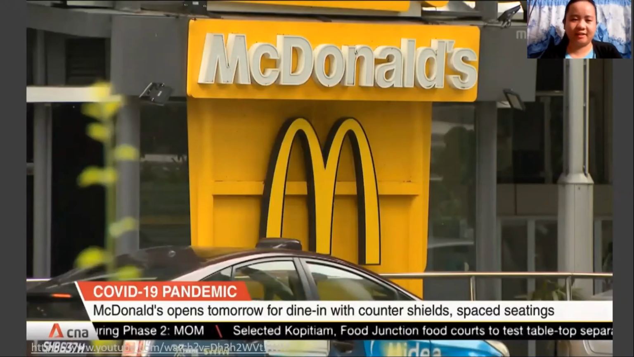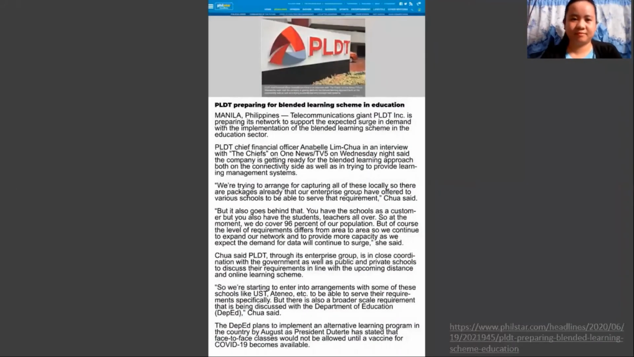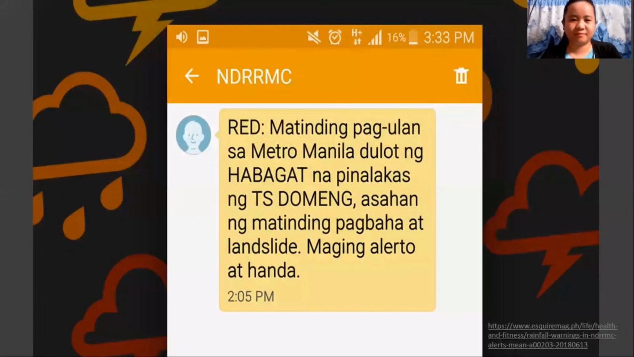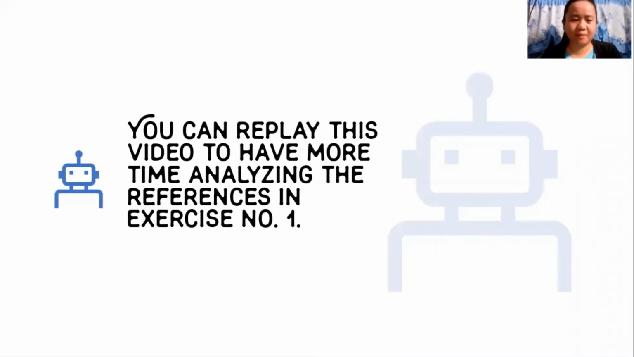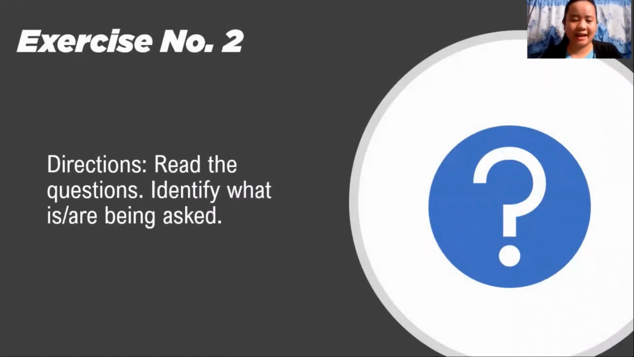Then this is the article. And here's the text message. You can replay this video later to better understand the references. Take down notes and then you can proceed to answering exercise number 1. When you're done with exercise number 1, move to the next activity. Here, you're going to identify what is or are being asked. Just write your answers, numbering them from 1 to 10, in the separate link or post that will be given after the session.